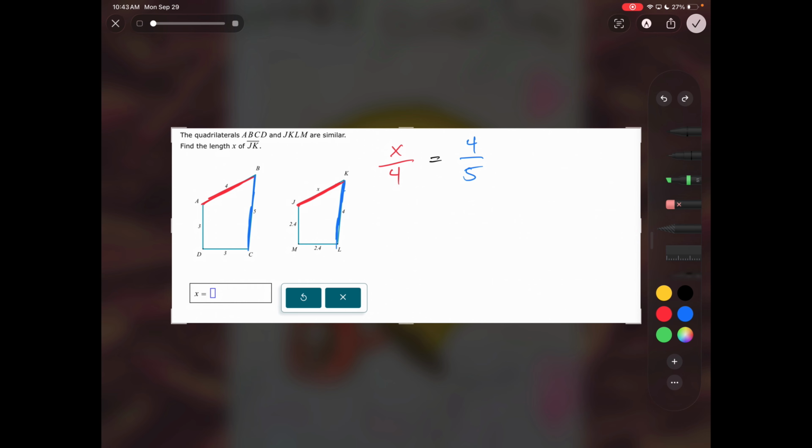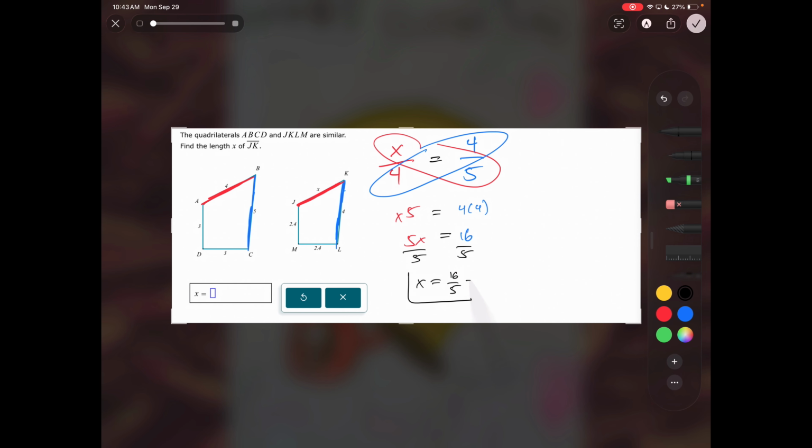Let's solve this real quick, and I will go over. I might do another one just to show you. All right. X times 5 would be 5x. And then 4 times 4 would be 16. So divide by 5, and x is 16 over 5, which probably keep it as a fraction. That's like 3.2, but probably keep it as a fraction.